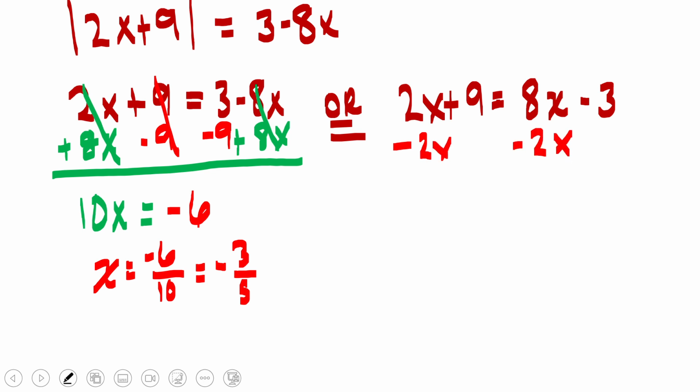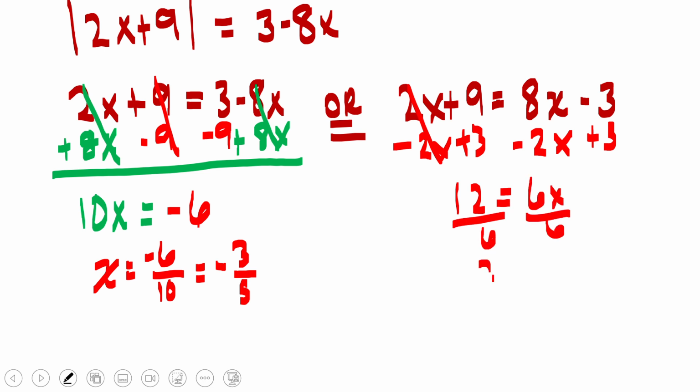Okay. If I add 3 to both sides, I'm going to get 12 equals 6x. And I'm going to divide by 6, and I'm going to present my x variable first. And it's going to be 12 divided by 6 is 2 as a possible solution.